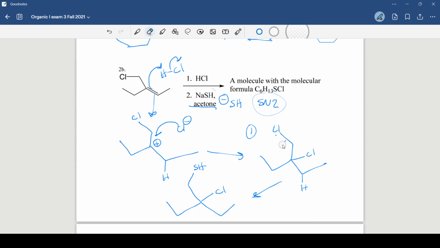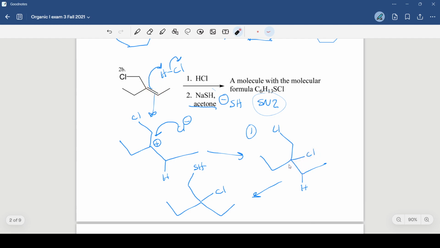So this is the product of the first step, right? What we did is we basically just turned this alkene into this Cl and the hydrogen over here. We just replaced the alkene with a hydrogen and a chlorine.